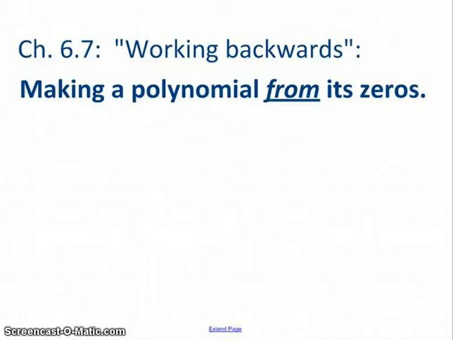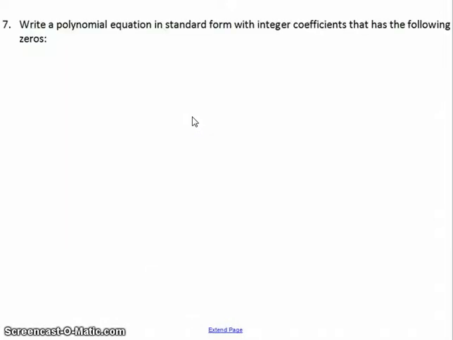Algebra 2, this video lesson picks up with more of chapter 6.7 and focuses on a particular skill, which I call working backwards, where you're starting with a set of zeros, and from the zeros you're making the polynomial. You're figuring out what the polynomial is, instead of finding the zeros from the polynomial. Let's look at this example here. I'm given the zeros 0 and 6. Or in other words, the x-intercepts, 0 and 6.